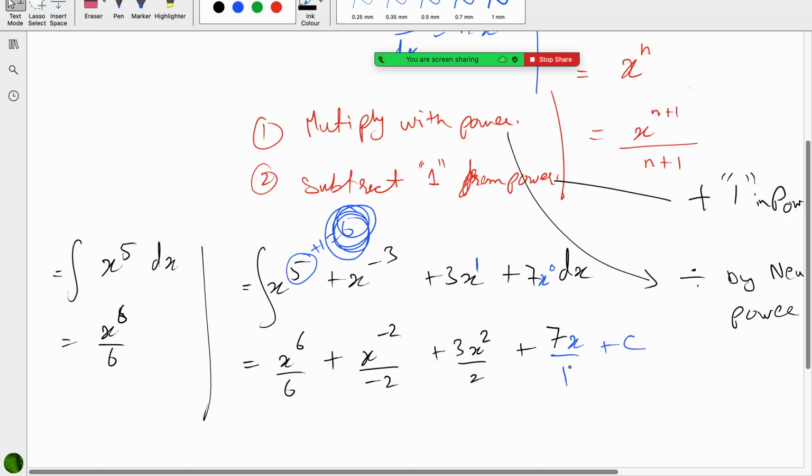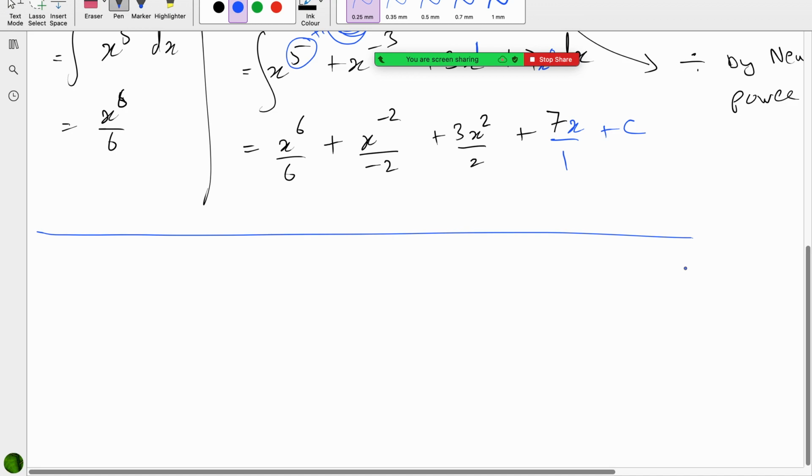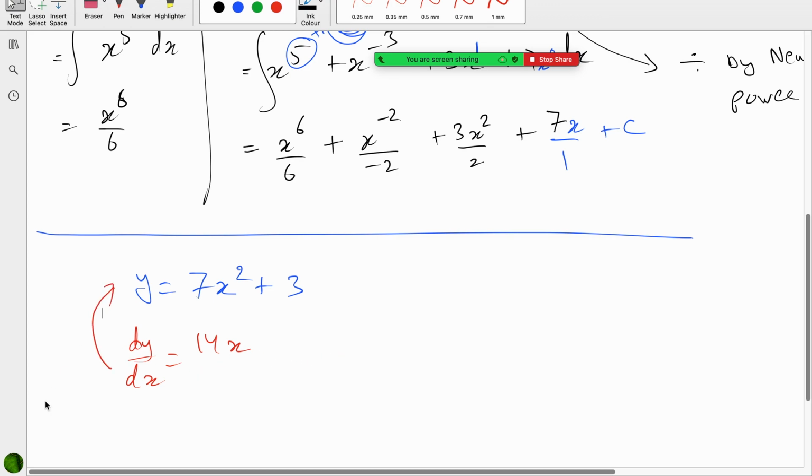In this case, we'll be able to find c. For example, let me consider a case. I'll differentiate and integrate the same equation. I should get the equation back. For example, the equation is y equals 7x squared plus 3, and dy by dx would be 14x, right? So if I integrate the differential, I should get the main equation back.